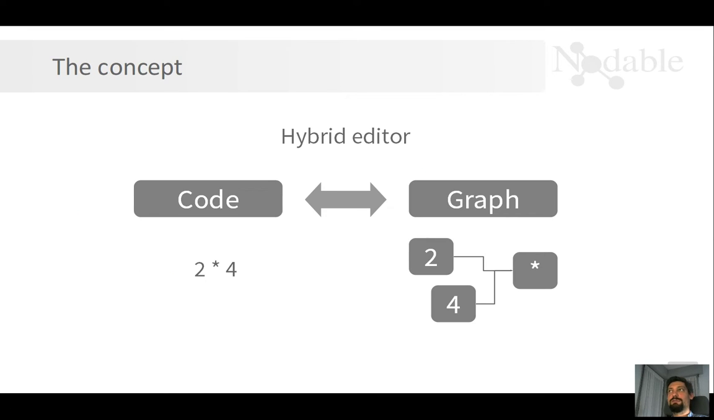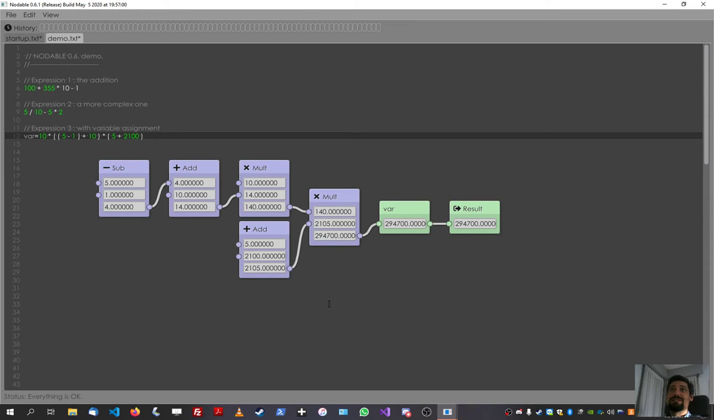Basically, Nodable is a node-able software, a software that I wanted to be able to edit code as text or as a graph. As you can see, on the left you see 2 times 4, and on the right a graph. And I want to be able to change the code or the graph at any time, seamlessly. I will show you this shortly.